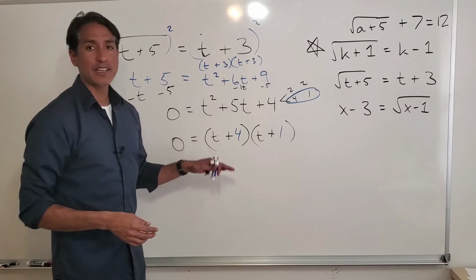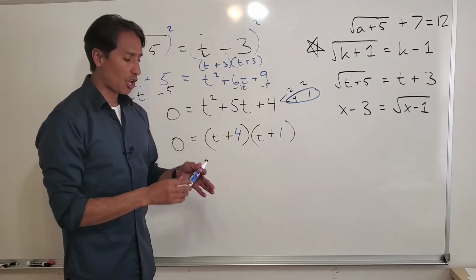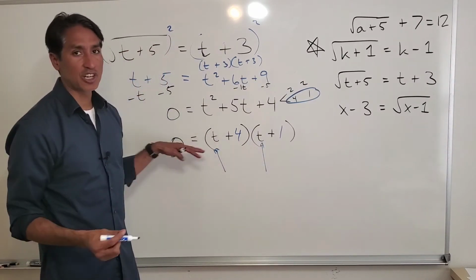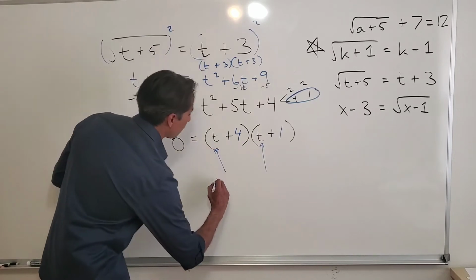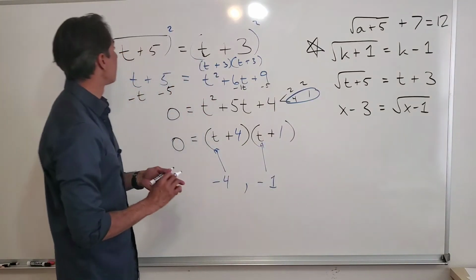So I now need to solve, right? I factored it. I got all my work done. Now I need to solve. What value goes here? What value goes here? Using the zero product property. This guy would be a negative 4. This guy would be a negative 1.